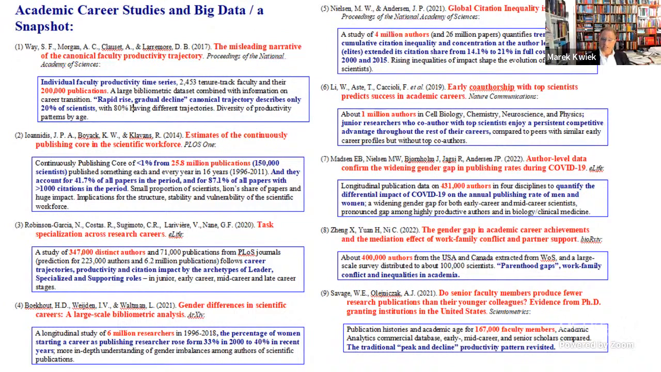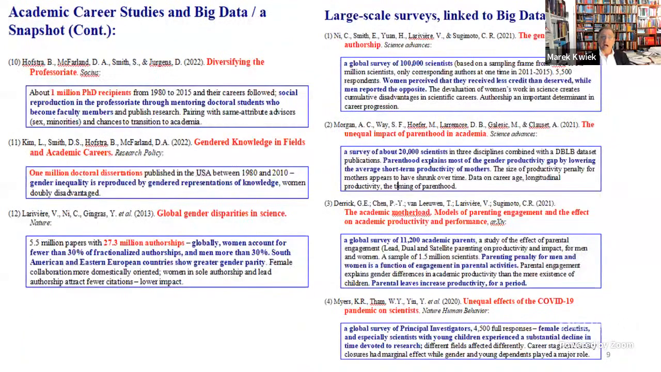I'm not getting into the details, but studies of women, studies of gender gaps, studies of motherhood and productivity, say the motherhood penalty, etc., are around, and we basically are not so much aware of the data behind these studies. But one more thing, and we move forward.